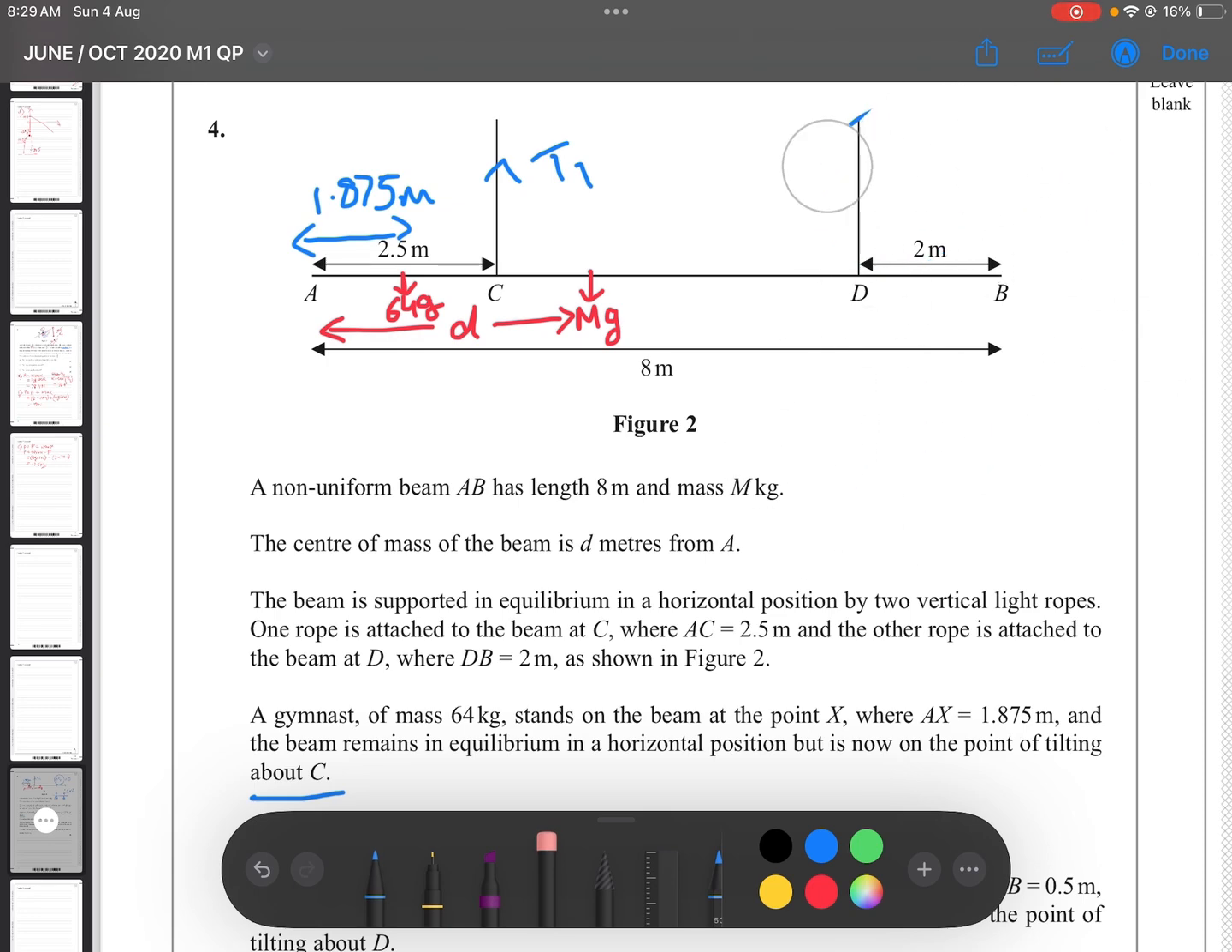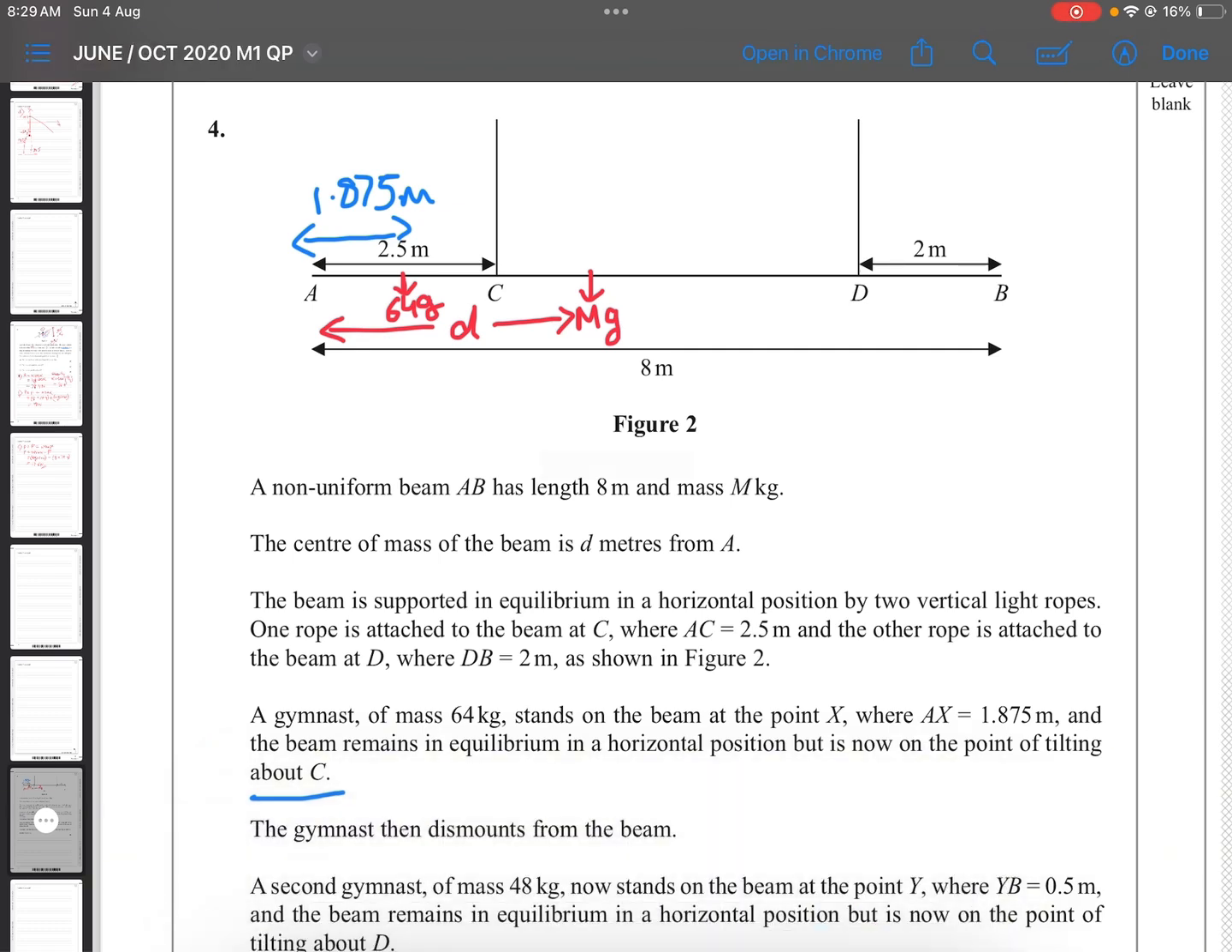Now let's continue. For now, they didn't say anything about tension, so we'll leave that out. We could also take moments about A, but we don't know the tension in the rope at C or at D, so we won't be able to solve it. But if we take moments about C, then we could easily solve it, because the tension acting at C won't be considered. We are going to ignore it because we are taking the moment itself about C. I hope that made sense.